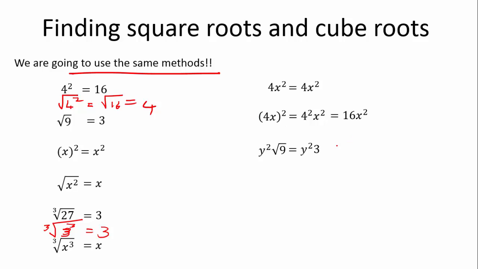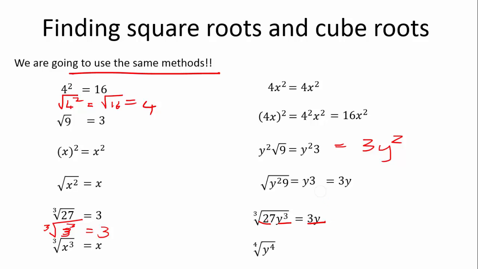Right? Better yet, we could write this, because now 3 is a coefficient, so it's good to put it before, as 3y squared. What about the square root of y squared times 9? Well, now we've got to square root both of these, and that's going to be y times 3. Again, better yet, that is 3y. It's just better practice. What about the cube root of 27y cubed? That is simply going to be 3y. We cube root that and that, still multiplied together, and 3y is a better way to show it.